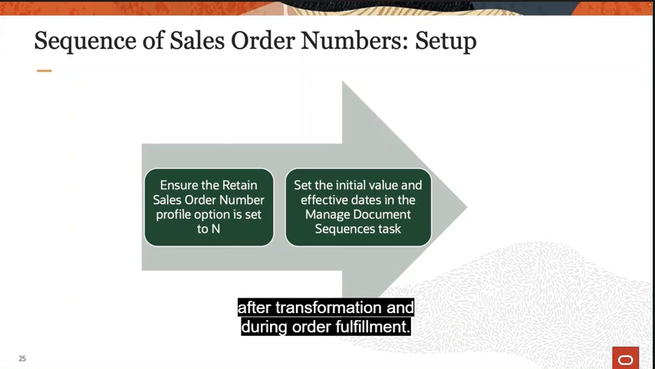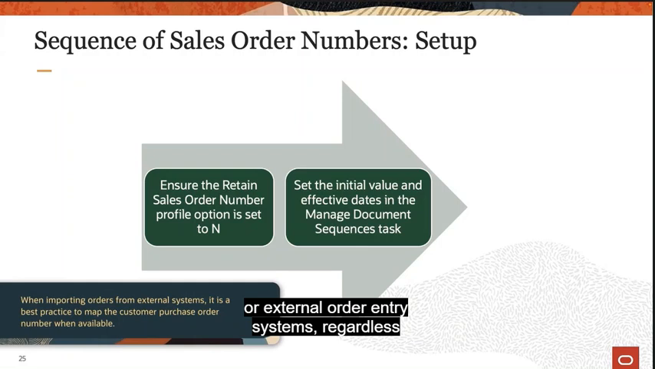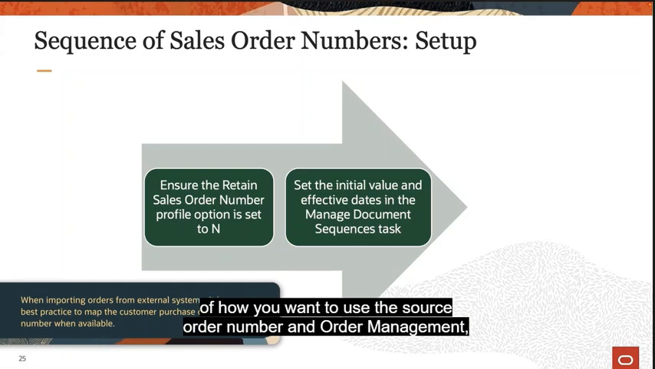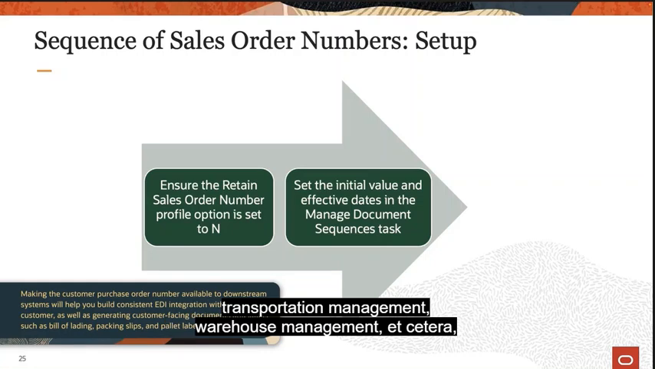When importing orders from external systems, such as supplier systems or external order entry systems, regardless of how you want to use the source order number in order management, it is always best to map the customer purchase order number whenever available. Having the customer purchase order number available in order management and from there in downstream systems like inventory management, transportation management, warehouse management, etc. will help you easily build EDI integrations with your customers because critical EDI formats such as EDI 856, 855, 857, 860, etc. require purchase order numbers as part of the payload to ensure a reliable and consistent exchange of information.